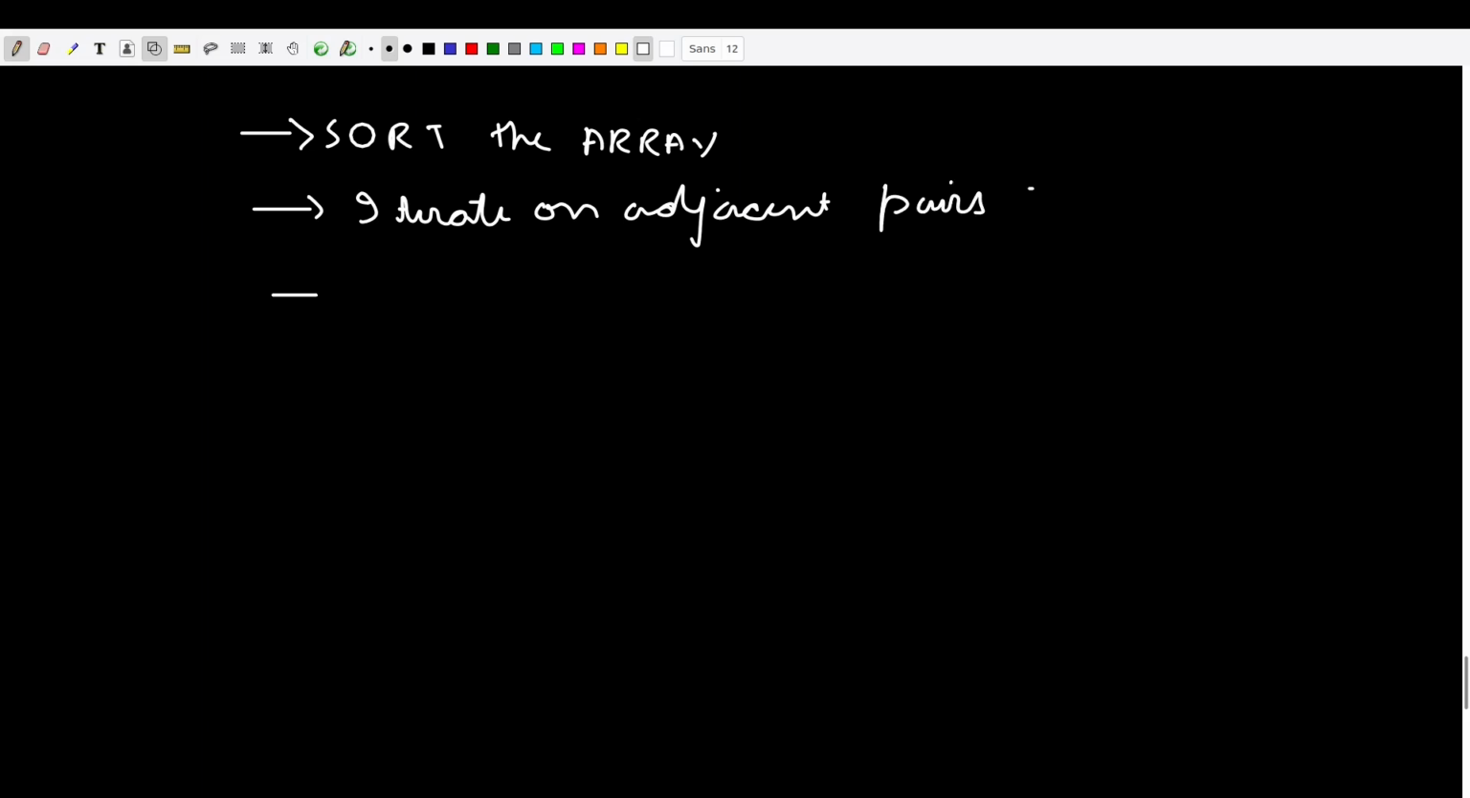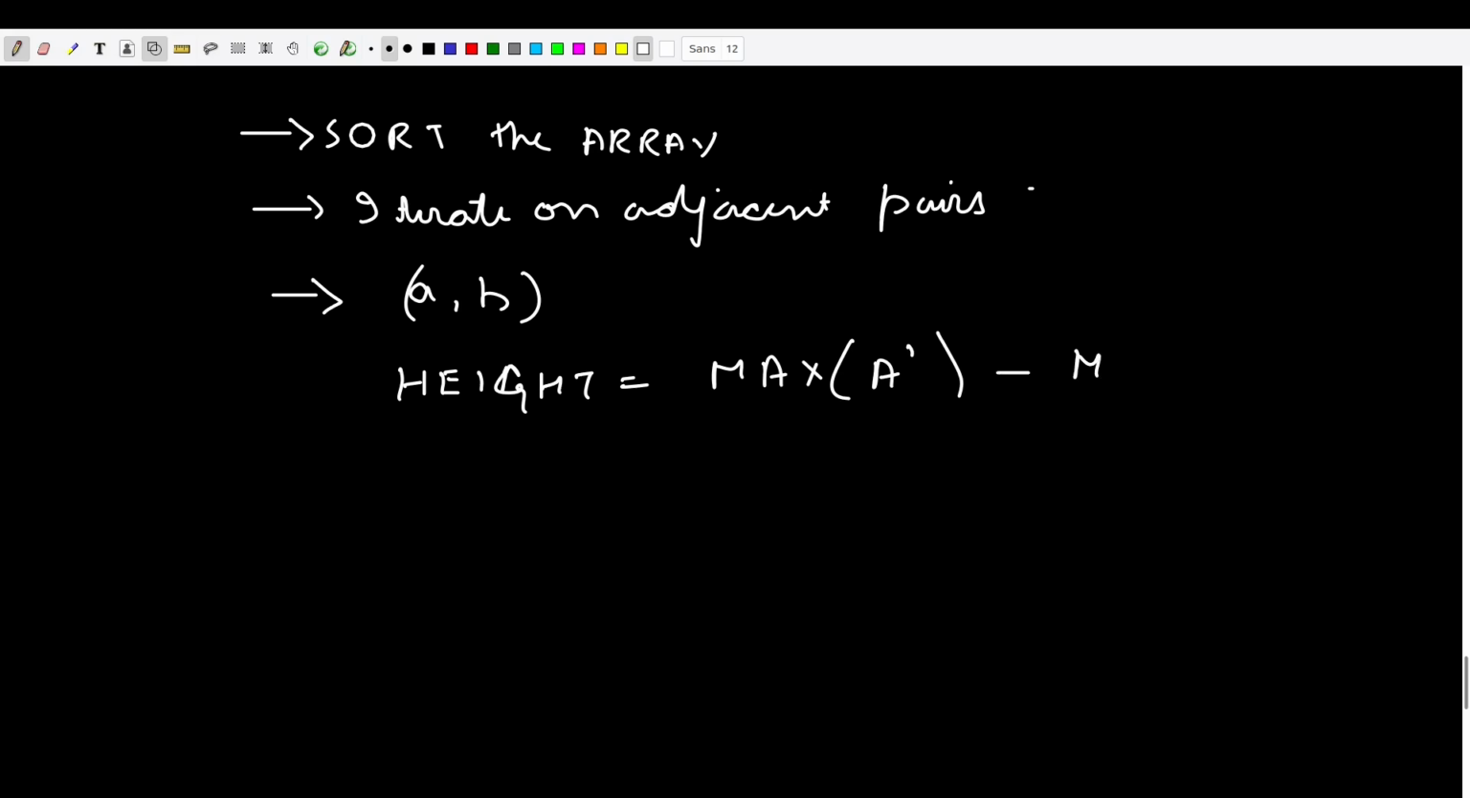Okay. Then now let us say there is some pair A comma B. The height is basically max of A dash minus min of A dash. I'm calling it A dash because A dash is the manipulated array, and A was given to us. And what is the value of max of A dash? Remember, this max is with respect to the pair A comma B, right? This will change when we go with respect to C comma D.